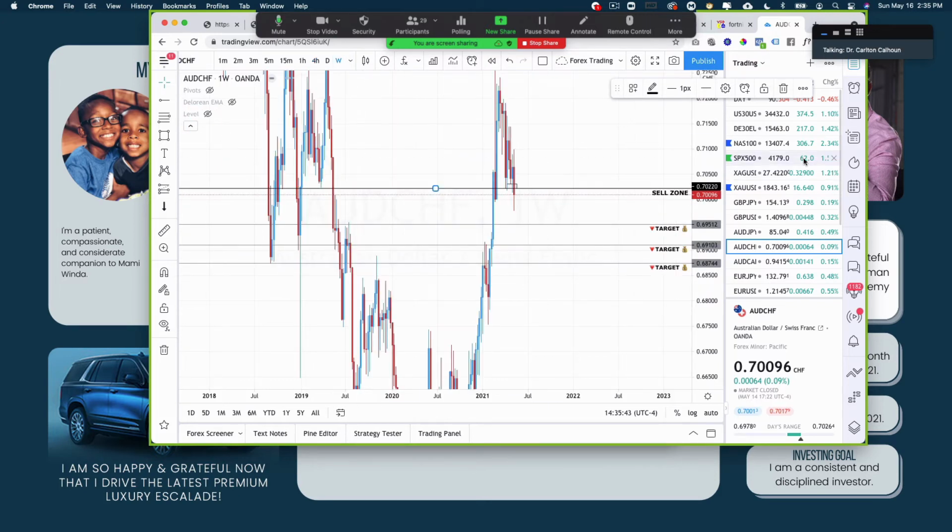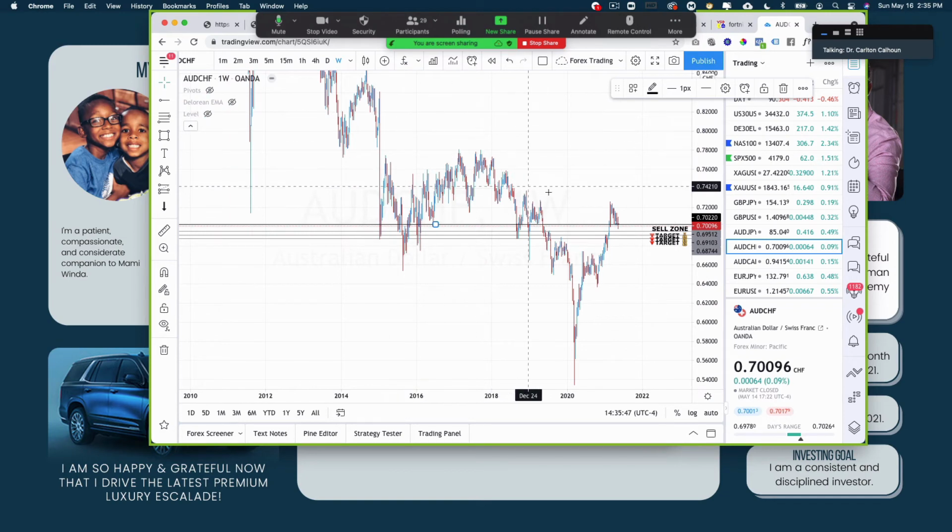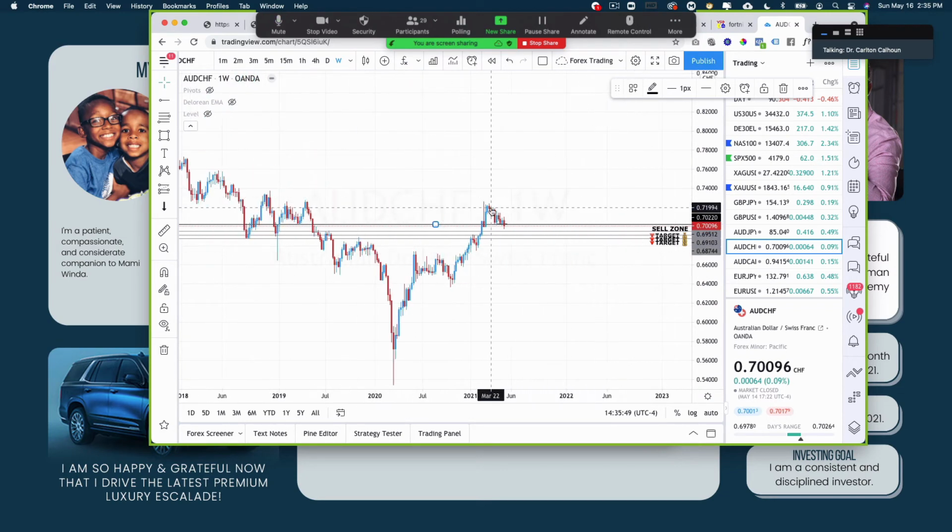We look at the weekly, we have a downtrend. I think we will continue that at least to here before it shoots up.